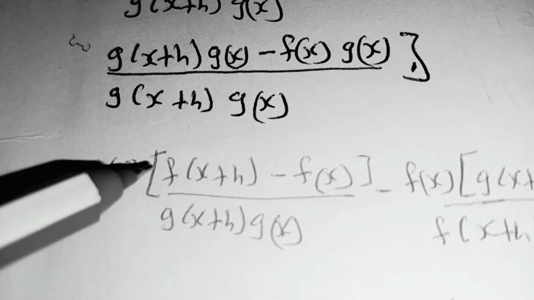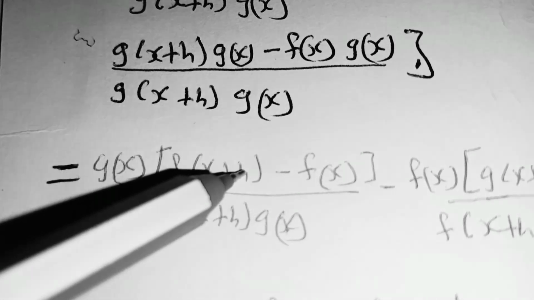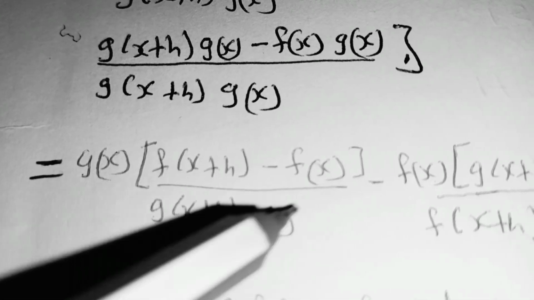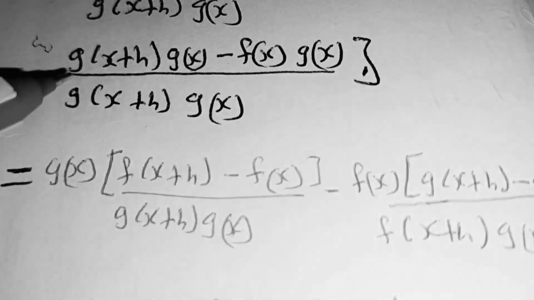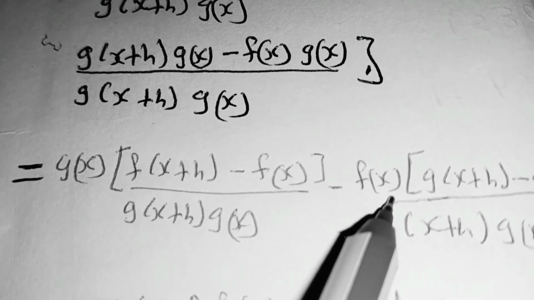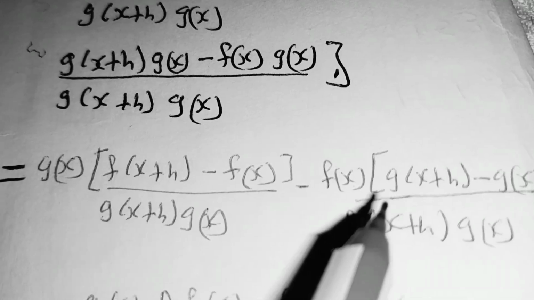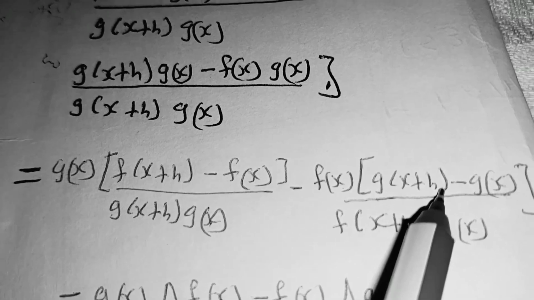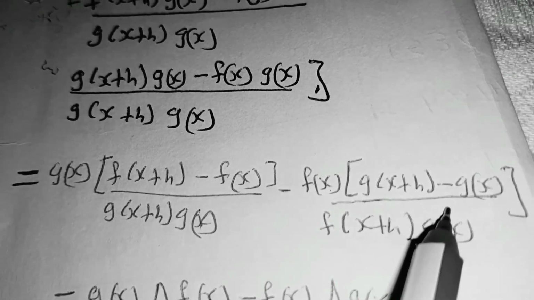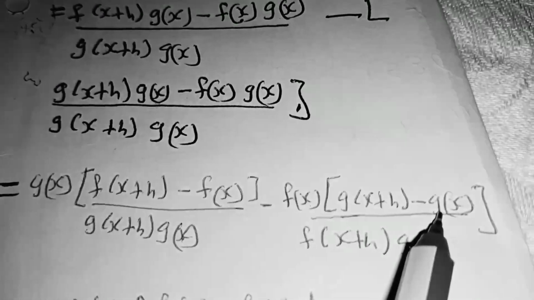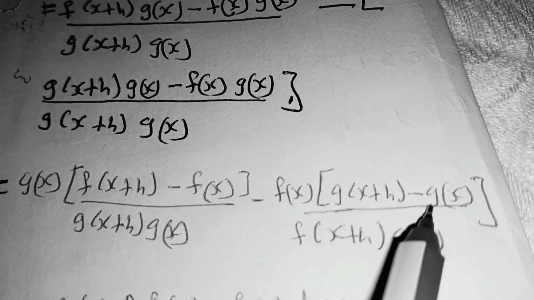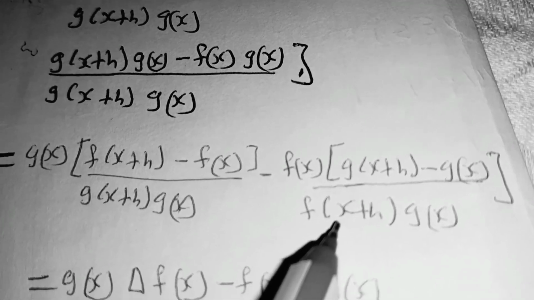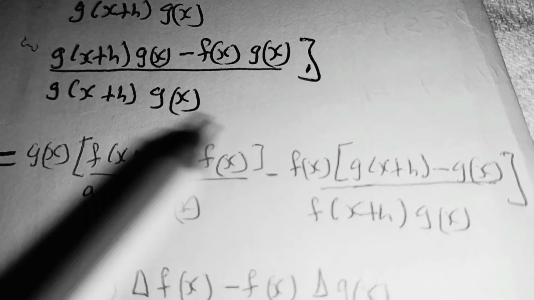So when you factor g of x, you will be left with f of x plus h minus f of x, divided by g of x plus h multiplied by g of x, minus, factoring f of x here, we shall be left with g of x plus h minus g of x, divided by f of x plus h multiplied by g of x.